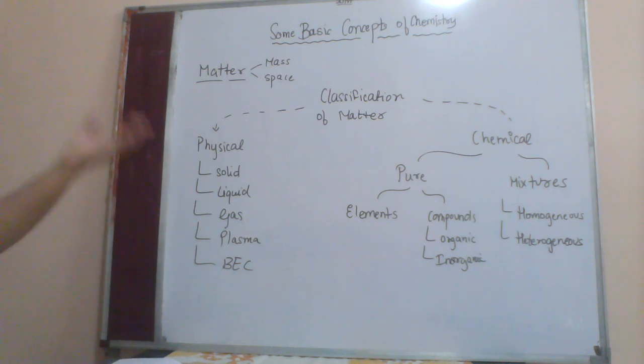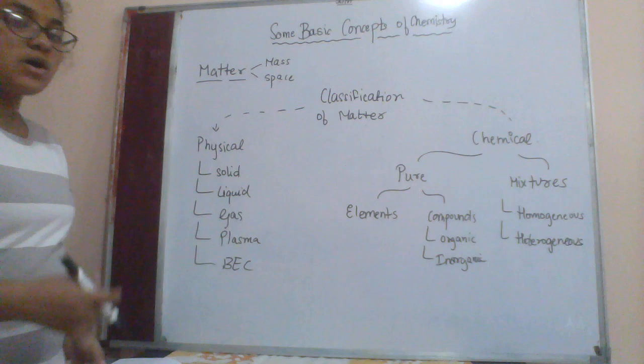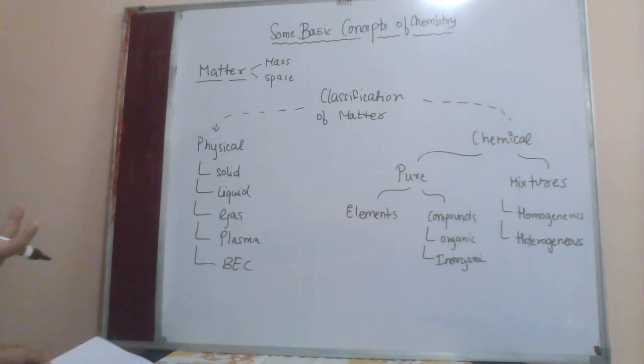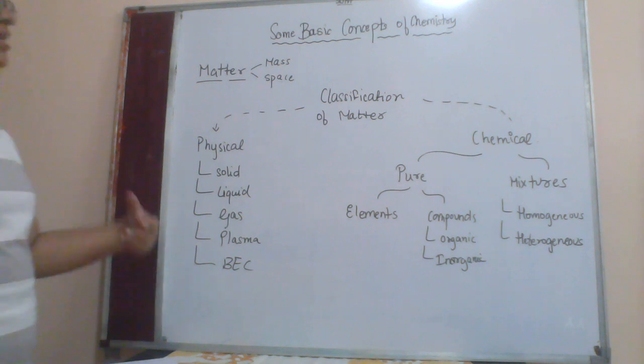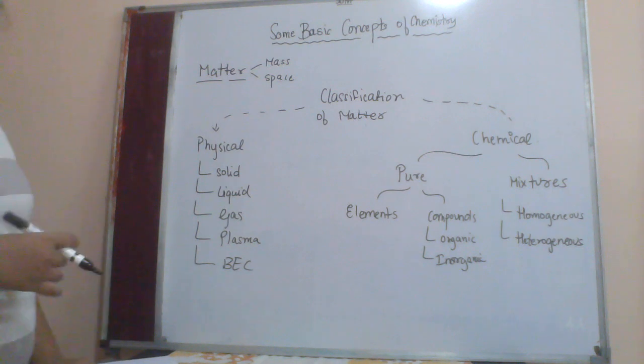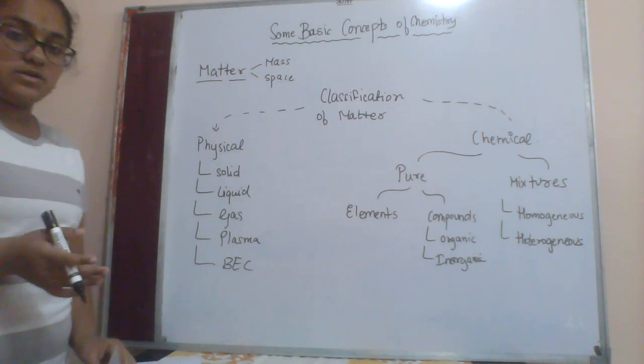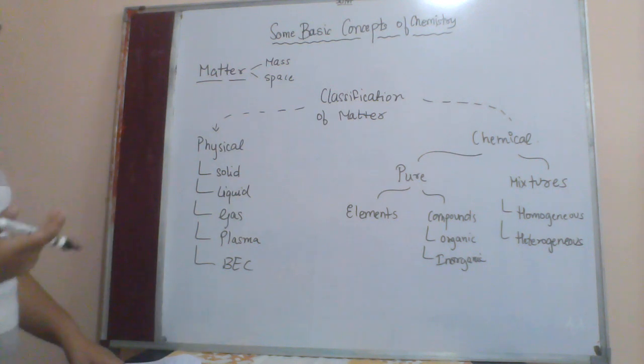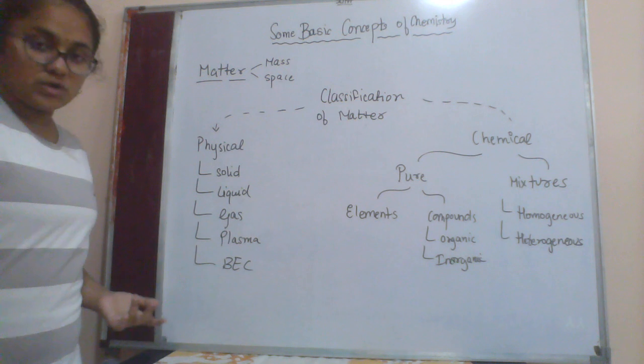Coming to compounds, compounds are of two types, organic compounds and inorganic compounds. Organic compounds are compounds which are found in living sources or which are obtained from living sources, while inorganic compounds are the compounds made in laboratories. Now coming to mixtures. In mixtures, there are two types of mixtures, homogeneous mixtures and heterogeneous mixtures.